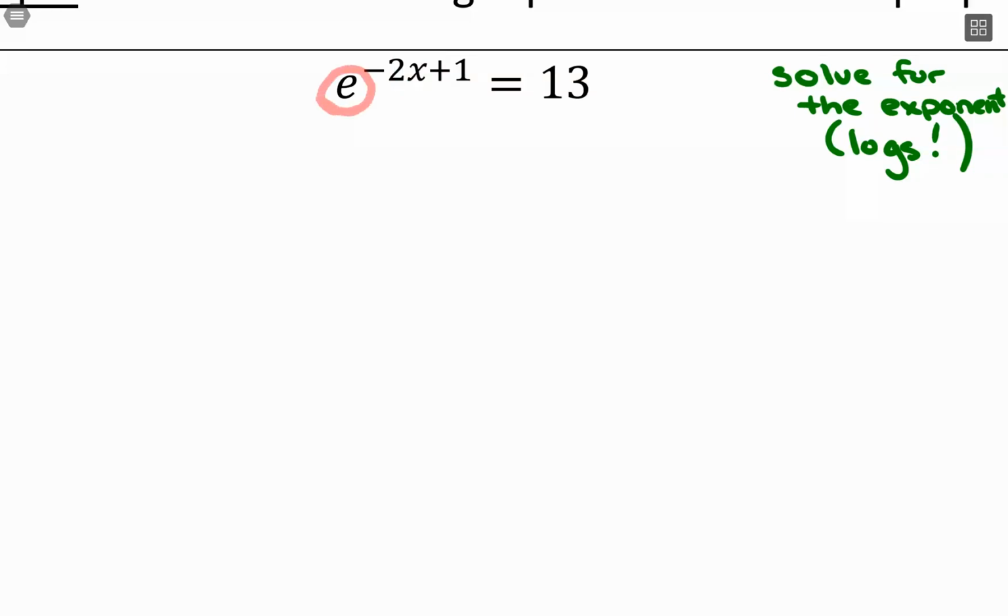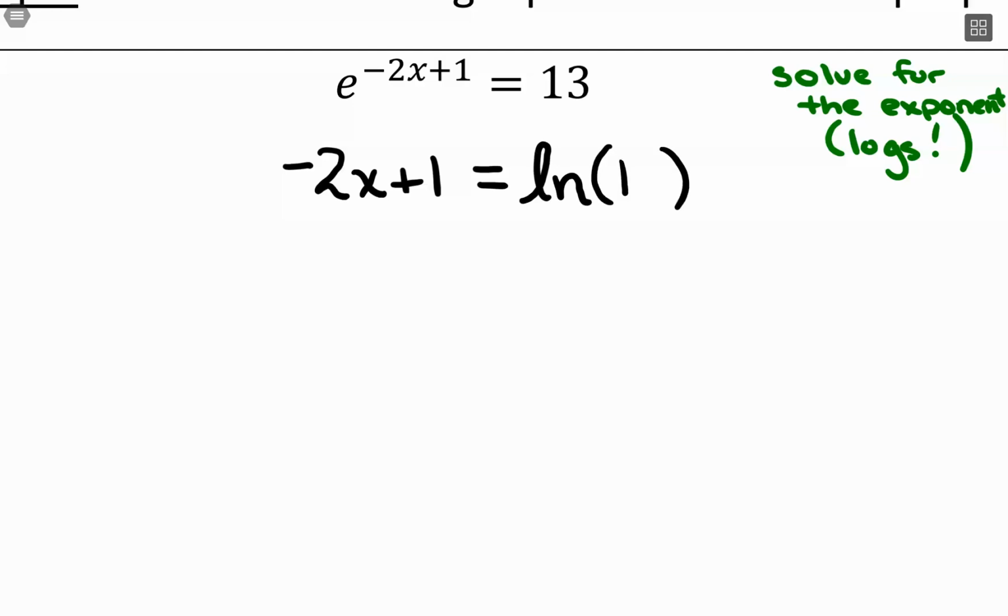So I have a base of e. I have my exponent of -2x plus 1, and this overall value of 13. So I'm going to drop down the exponent to be on one side of the equation, so -2x plus 1 equals a logarithm base e, which is the natural log, of our value of 13. And then we can start solving for x as we usually would.